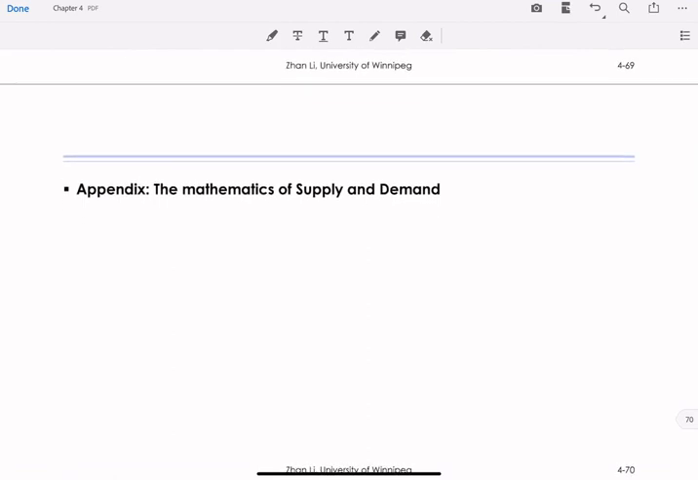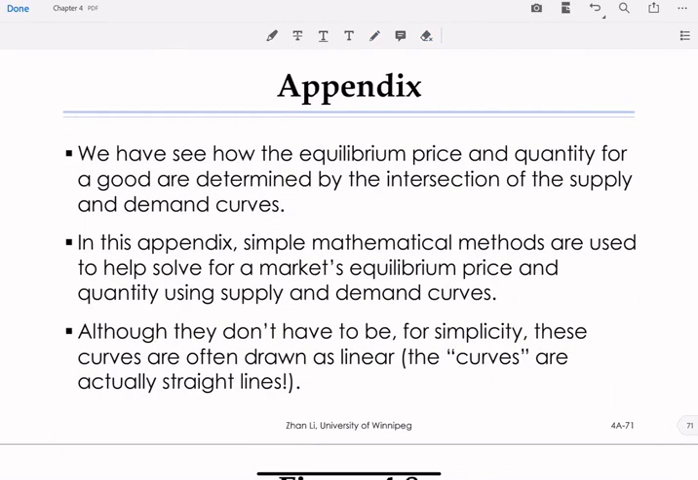Okay, now let's talk about the content in the textbook appendix, the mathematics of supply and demand. I would say it's slightly harder because you have to solve equations. You have to know how to actually calculate a number for the market price and for the equilibrium quantity. And so first, let me go through these steps, and hopefully you could know how to solve the equation here.